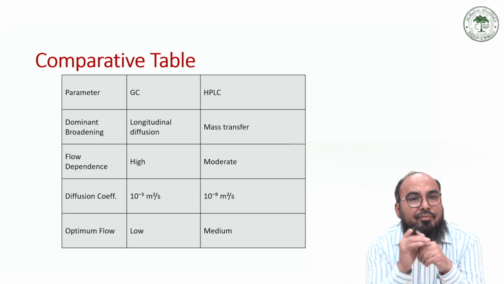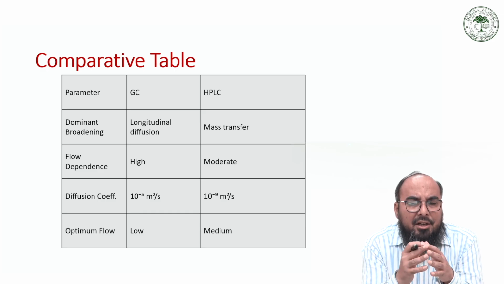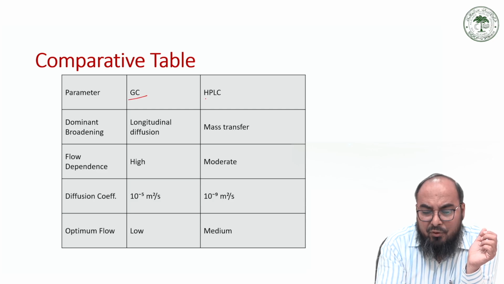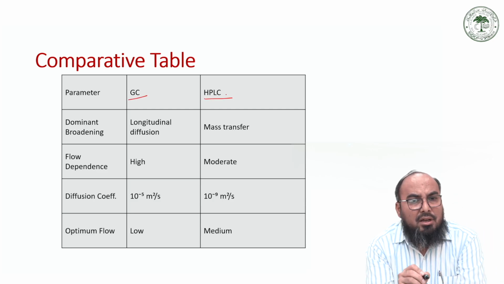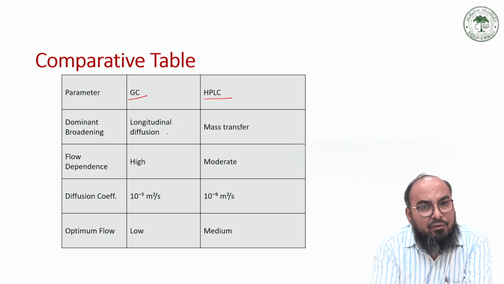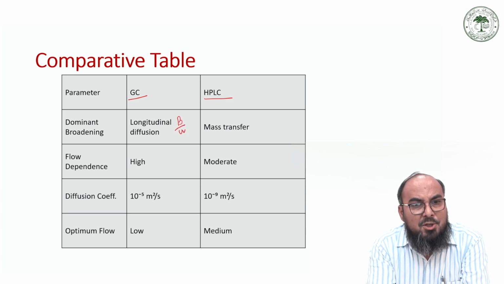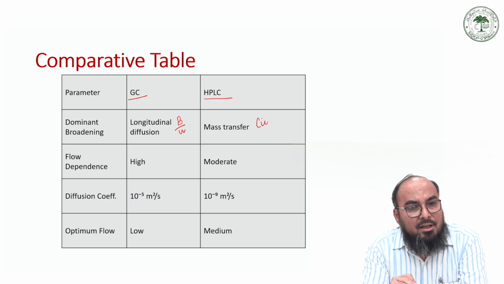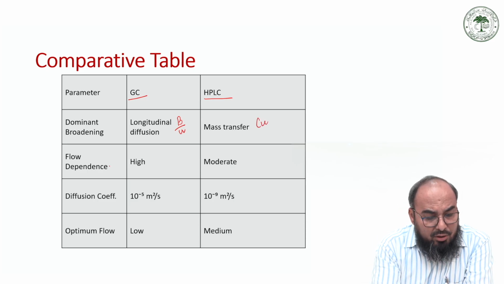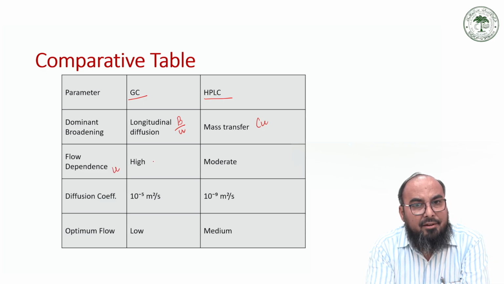Okay, so let us have a comparative table where we have summarized all our parameters, and we are looking at it in terms of gas chromatography and high performance liquid chromatography. So here the broadening occurs because of the longitudinal diffusion, that is here the B upon U term becomes dominant, while in HPLC it is the Cu term. Similarly, with regard to the flow dependency, or you can say velocity, in GC it is to be kept high, while in HPLC it is to be kept moderate.